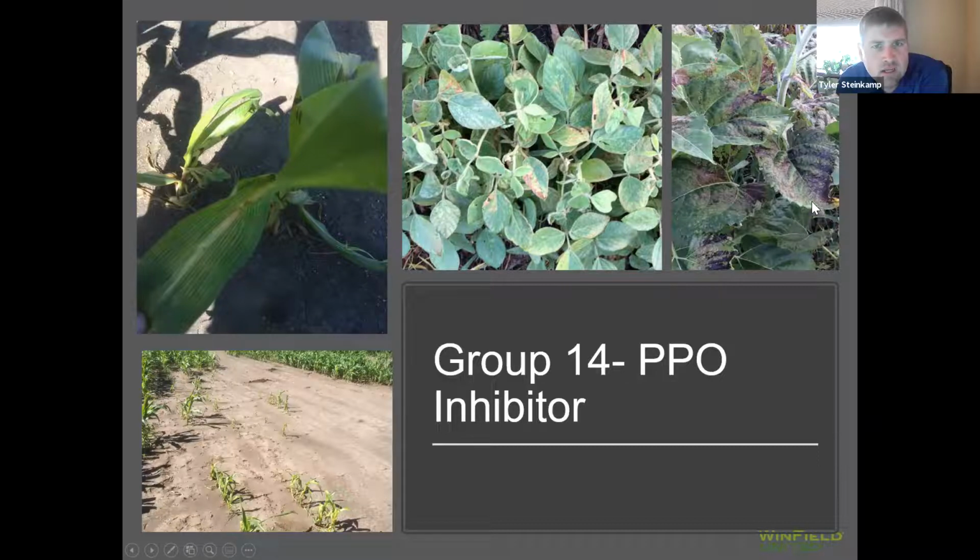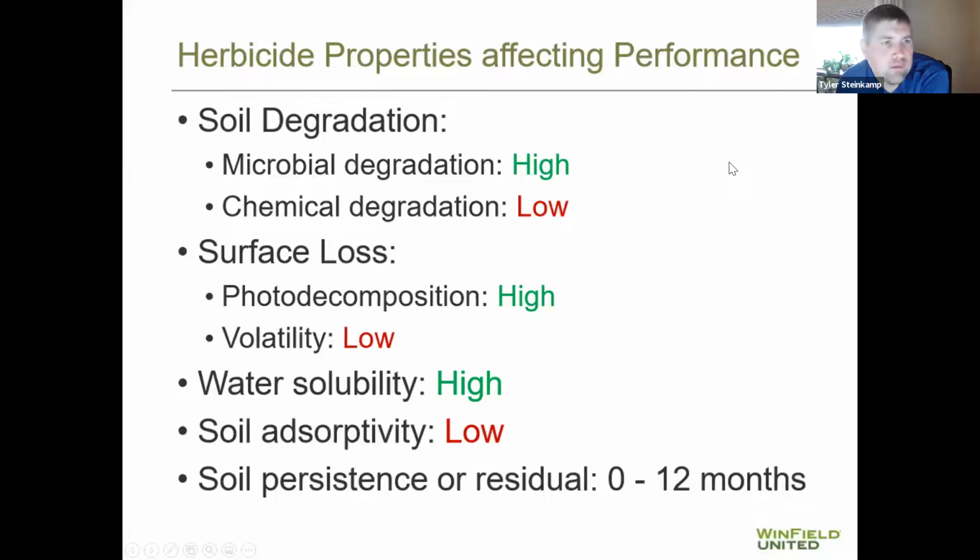Okay. Another characteristic that you're going to see with these PPOs, they are a contact type chemistry. So wherever you hit on the plant, that's where you're going to get control. Okay. Now, I put this up here. This is just general characteristics. However, each one of these active ingredients is slightly different.